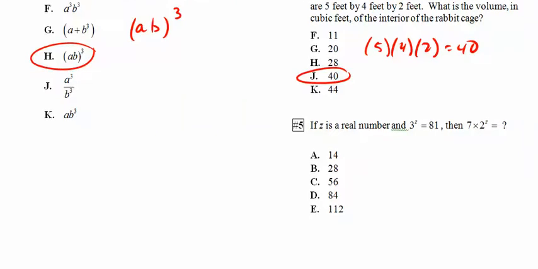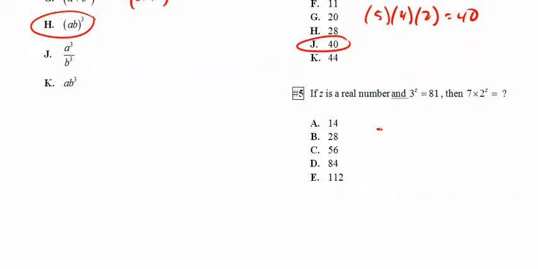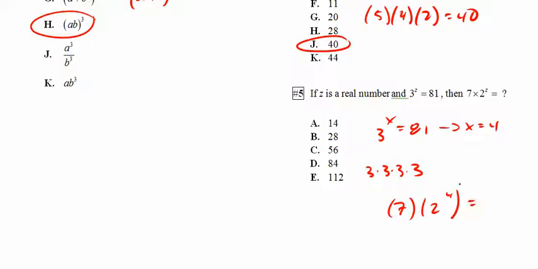If x is a real number and 3 to the x equals 81, 3 times 3 times 3 times 3, 9 times 9, so there's 4 of them. X equals 4. What is 7 times 2 to the 4th? 2 times 2 times 2 times 2 is 16 times 7 is 112.